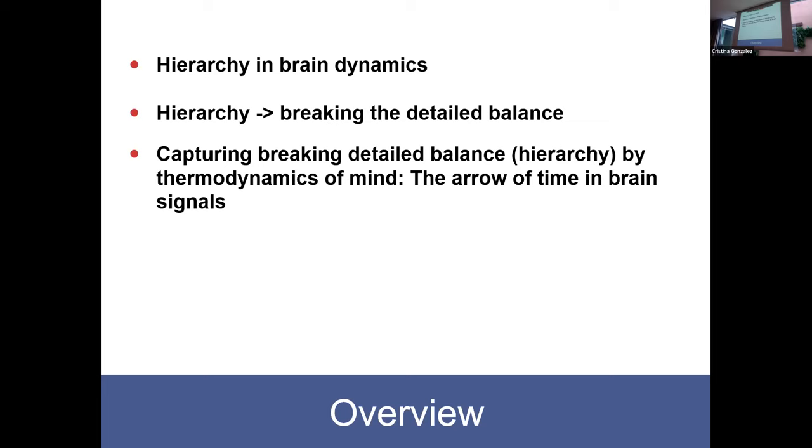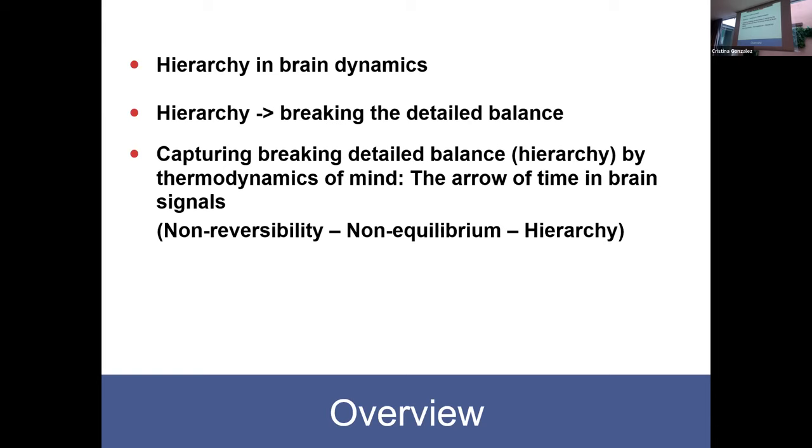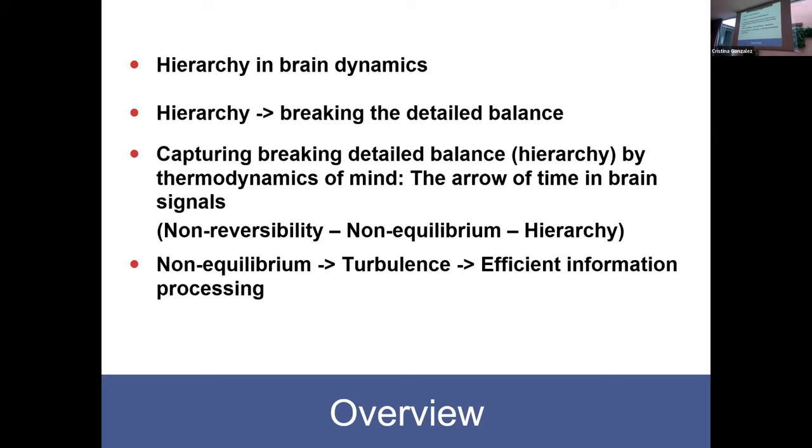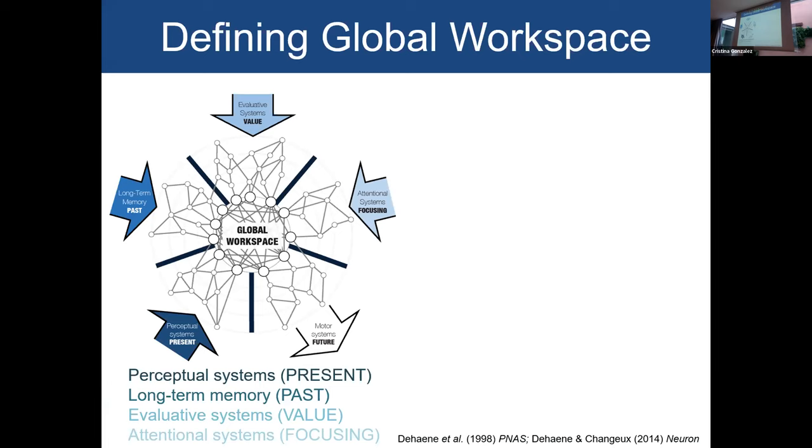So, how to use the arrow of time, and this is related with the concepts of non-reversibility, non-equilibrium and hierarchy. And from there, we will go to the next level. Given that we have an arrow of time, which implies non-equilibrium, in a non-equilibrium system most of the time you have a very particular type of dynamics, which is a turbulent dynamic. I will explain with very simple words what that means, and we will see that that is the case of the brain. And that gives us also extra information about the description of the orchestration of spatiotemporal dynamics.